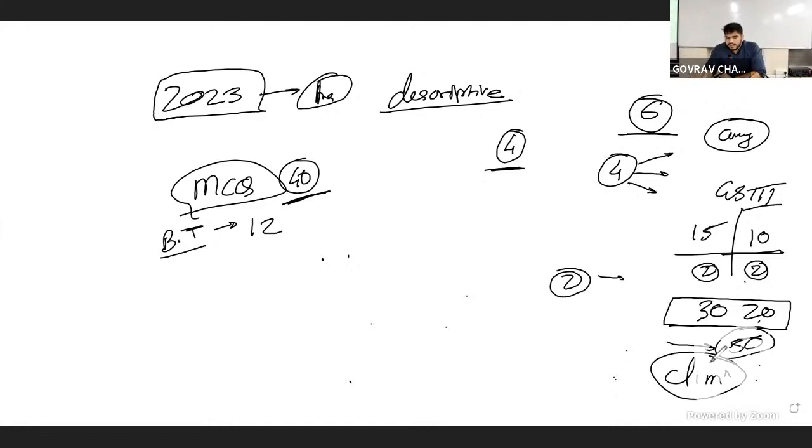Now, to get an idea of what exactly the syllabus is, I have told you what would be the nature. This would be the nature. Two questions of 15 marks and two questions of 10 marks. This would be asked.